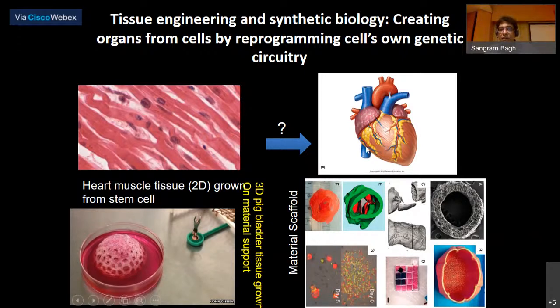Making this kind of object materialistically and functionally is completely impossible at this moment. Now, synthetic biology wants to intervene here and think from a different perspective.